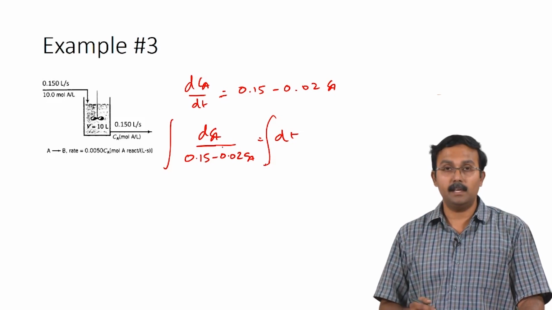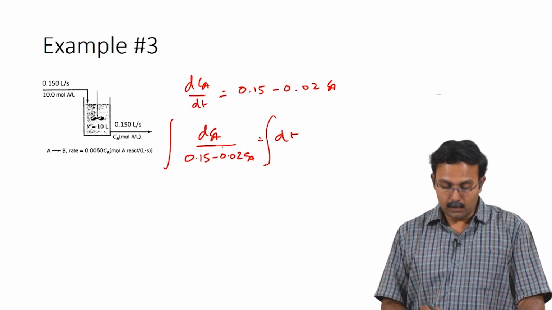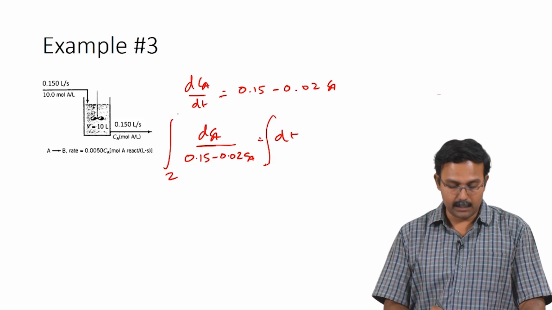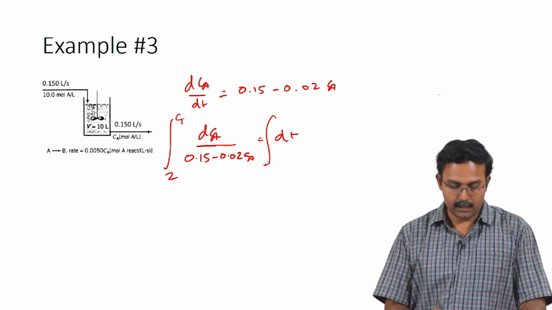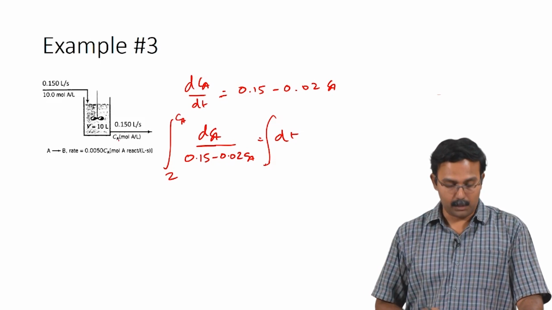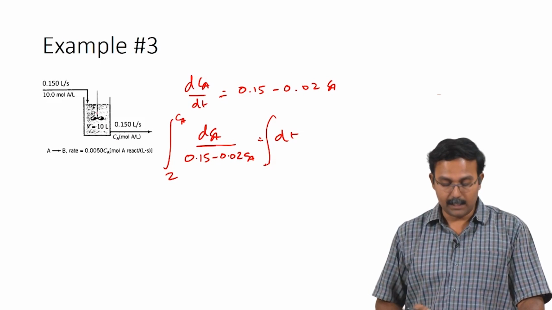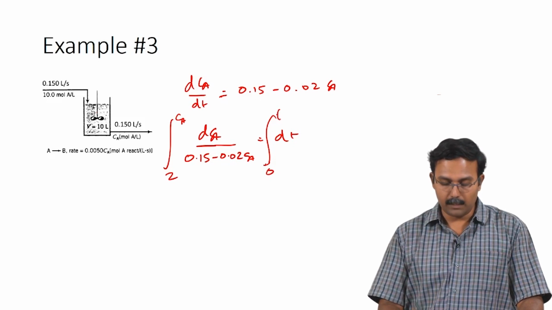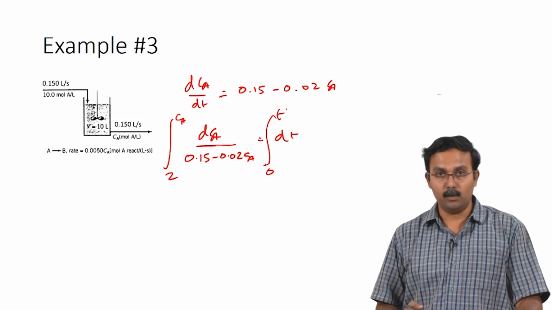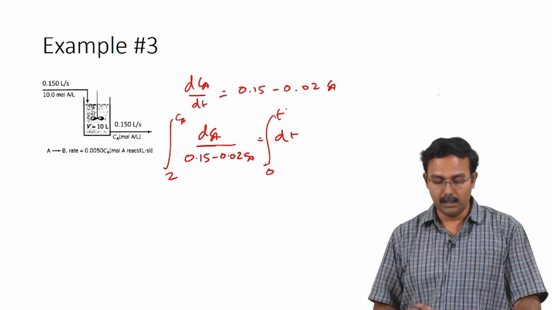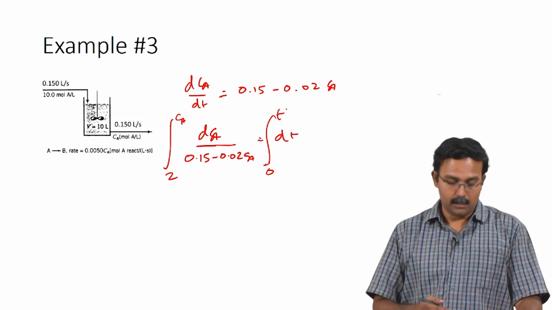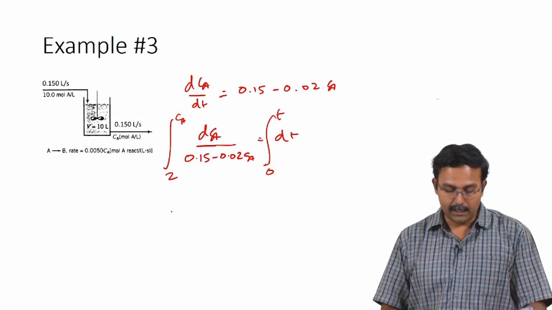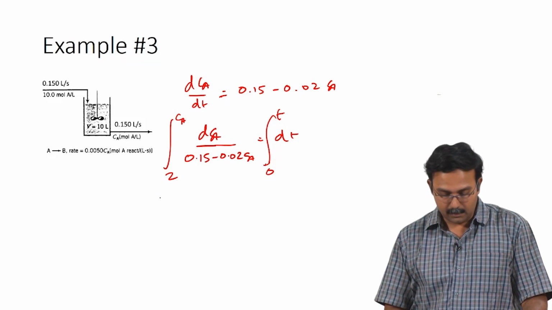So what would be the initial and final conditions, that is, the limits? Ca is from 2 moles per liter, which is the initial condition, to the final concentration Ca, which is the outlet stream concentration or the concentration inside the reactor at time t. Similarly, time would be from 0 to t, because we want to start from time 0 where the concentration of A is 2 moles per liter and go to time t where the concentration of A is Ca.